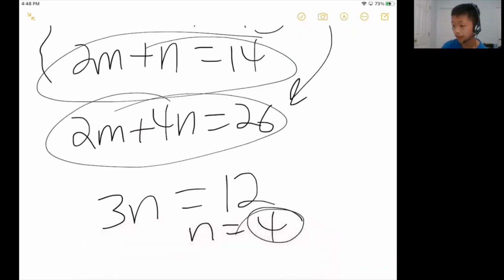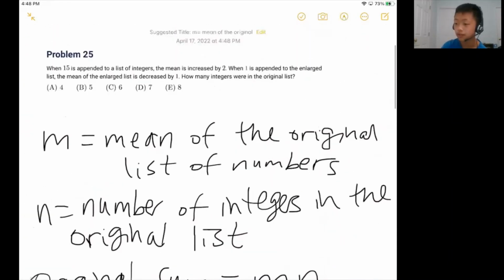So that tells us that there are 4 numbers in the original list. So the answer is choice A.